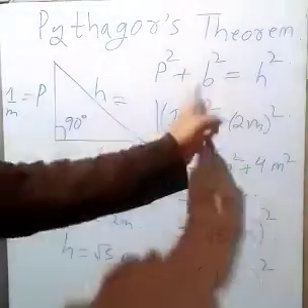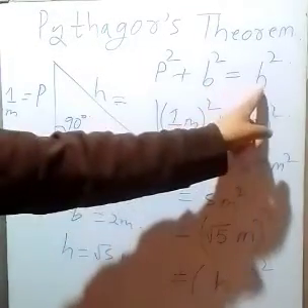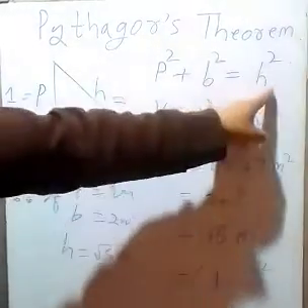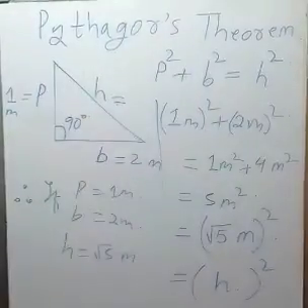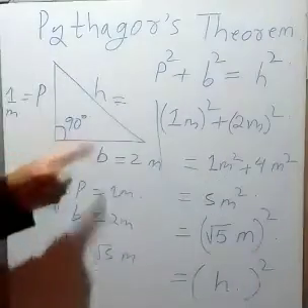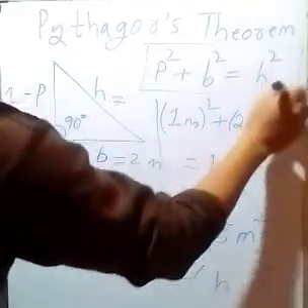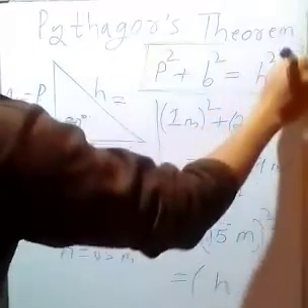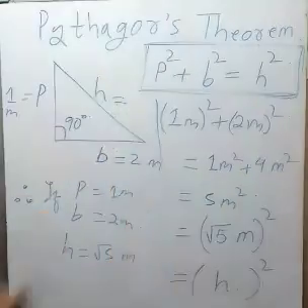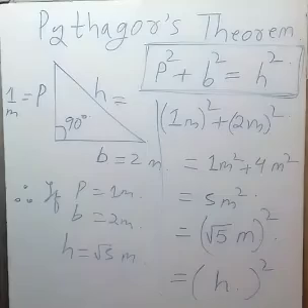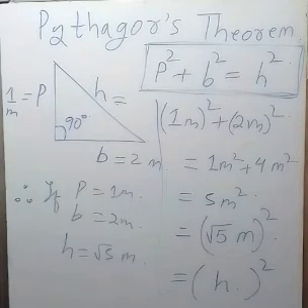Or if you know any two values, suppose b and h, you can find the value of p. Or if you know the values p and h, you can find the value of b. If this is a right angle triangle, then you have to use this formula from Pythagoras theorem. Always remember, this formula is very important. The sum of the square of perpendicular and base is always equal to the square of hypotenuse in a right angle triangle. This is Pythagoras theorem, very useful in your trigonometry.